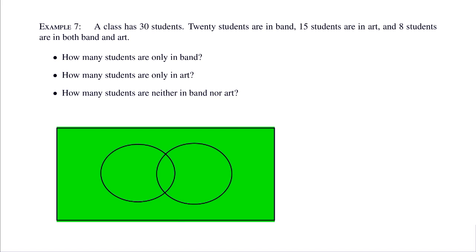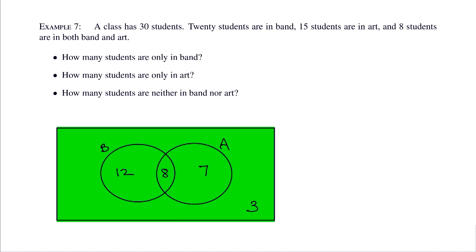All right. The class has 30 students. 20 students are in band, 15 are in art. So we have band and art. And 8 students are in both band and art. So filling out the Venn diagram, what goes in the center? 8. How many are in band over here? 12. How many are in art over here? 7. How many are left in the universe? 3. Yeah. Here's 20, 27, 30 total, so it's 3 left.